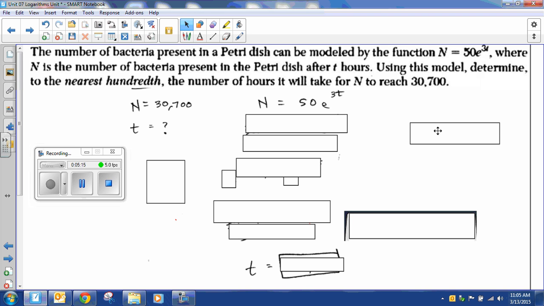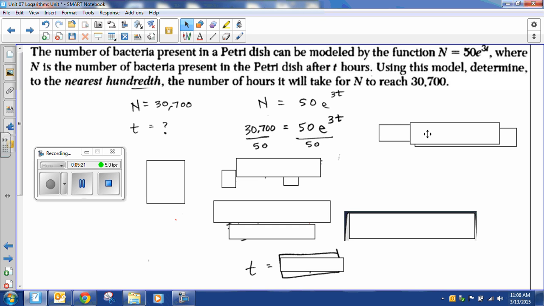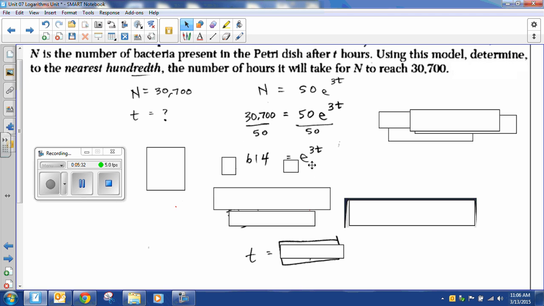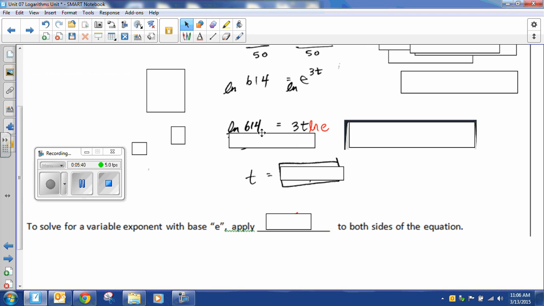So we plug it into the formula. 30,700 goes into the formula. We're trying to find t. We divide both sides by 50. We end up with 614 equals e to the 3t power. Now, how do we undo an exponent with base e? You must use natural logarithm, ln. So we end up with ln of 614 equals 3t ln of e.